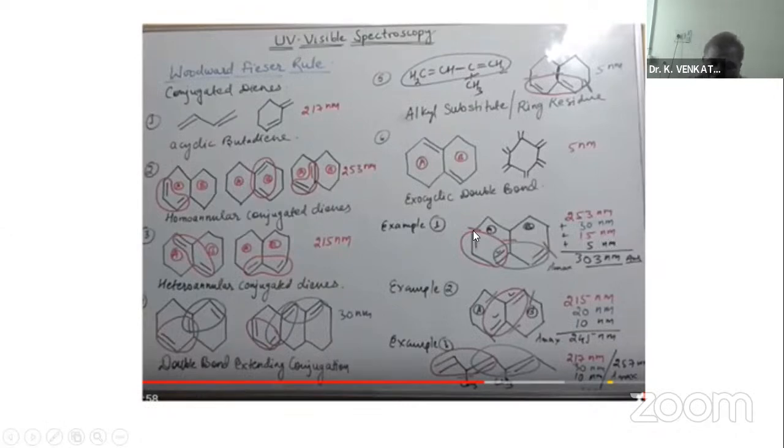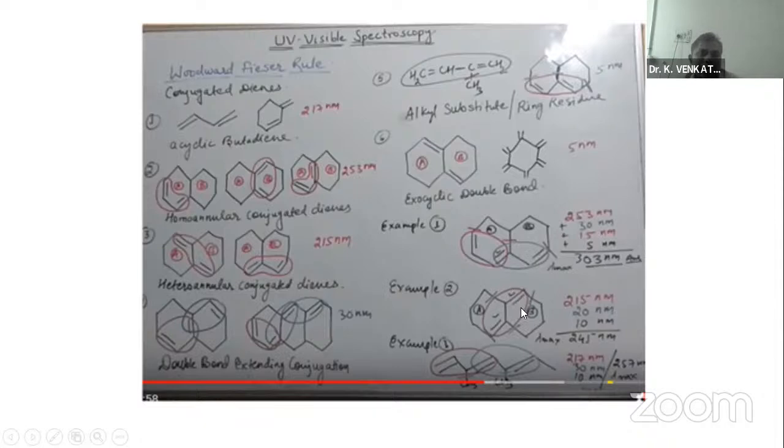Here this is one end, this is another end. The conjugation starts from here to here. Where is the starting point and the ending point of the conjugation? At the starting point a cut, at the ending point a cut, and the middle substituent part also a cut. So nearly 3 parts. Here one cut, here also one cut at the substituent point, and at the end point also one cut. So 3 ring residues are present, so 3 into 5, 15 nanometers.